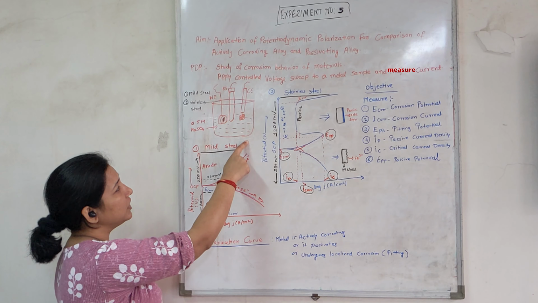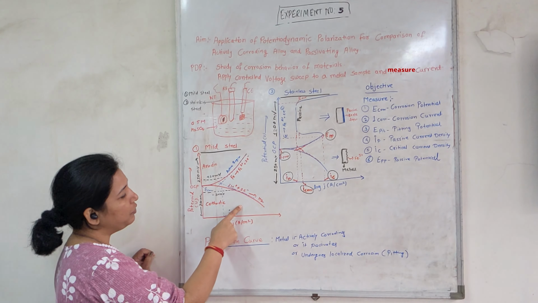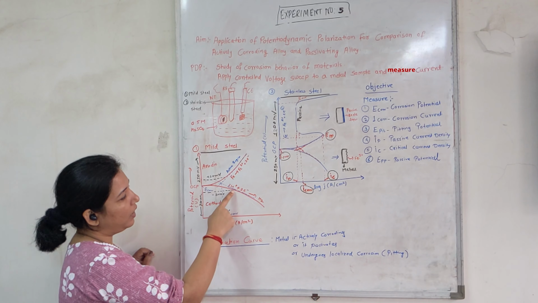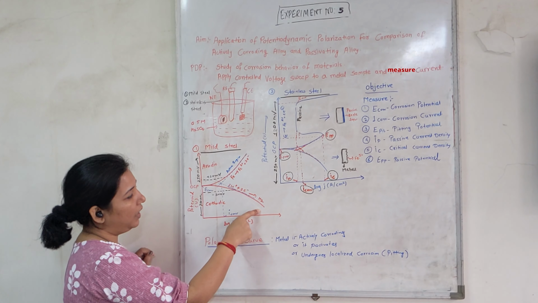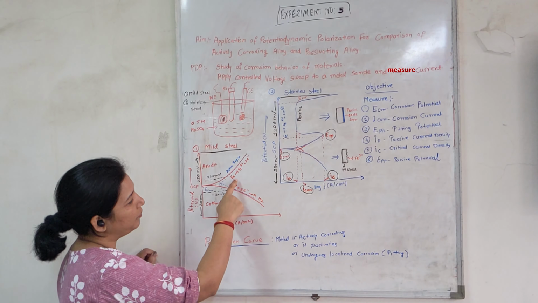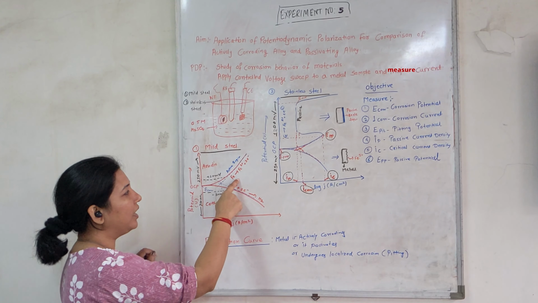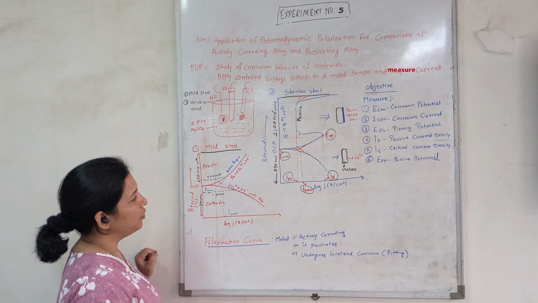As the solution is acidic in nature, on the cathodic side a reduction happens. So here H plus will get reduced to hydrogen, and on the anodic region oxidation happens, that is, iron gets oxidized to iron 2 plus.